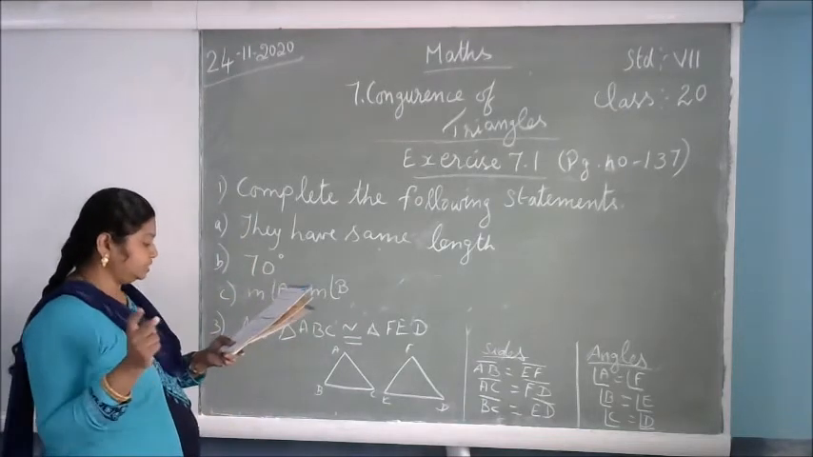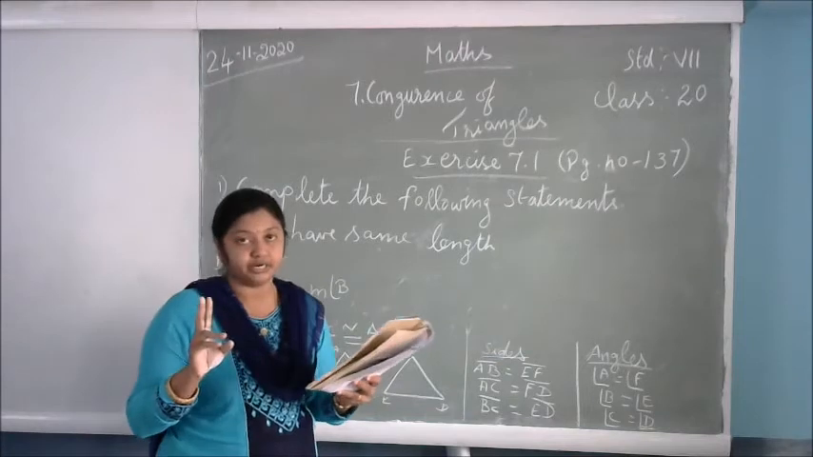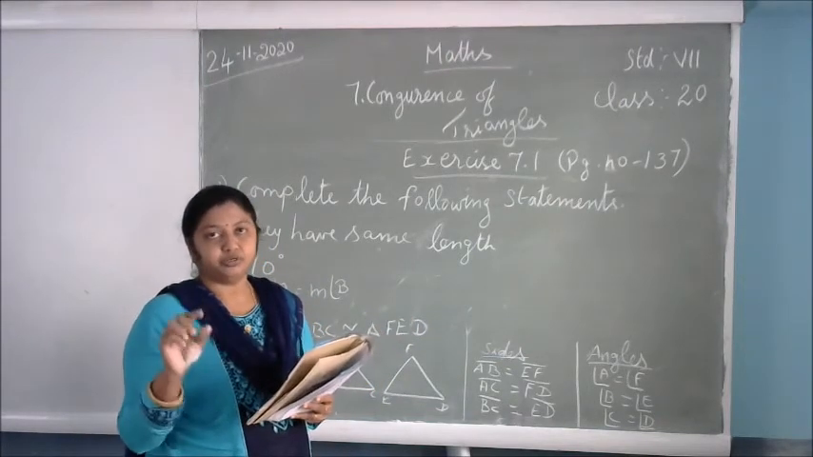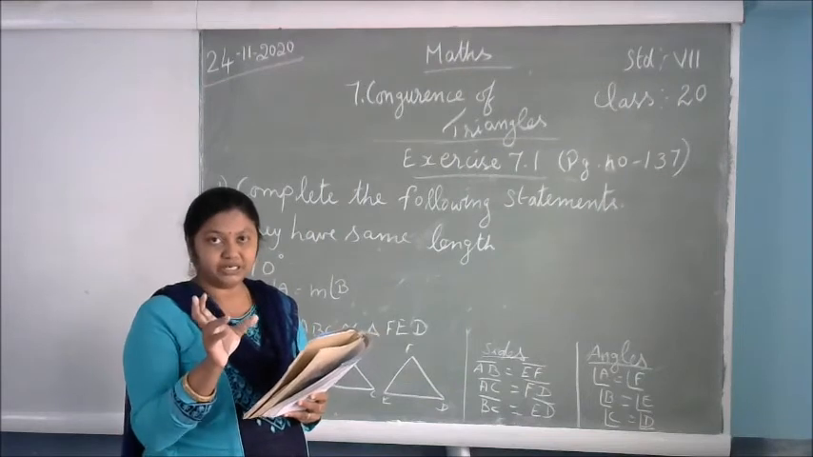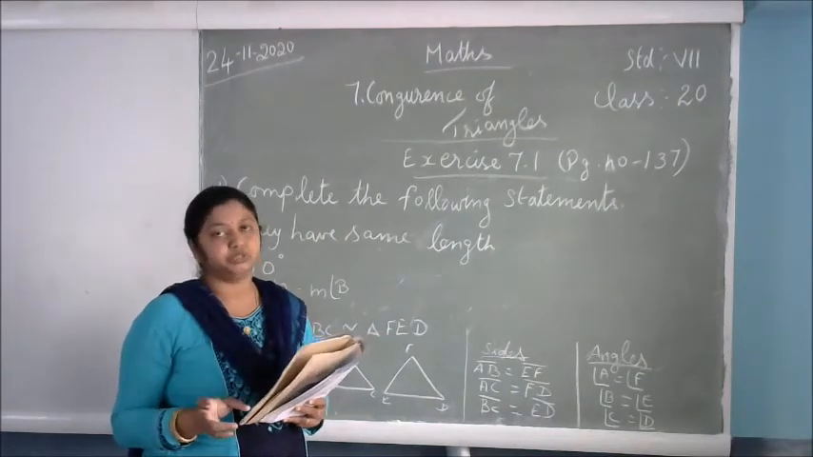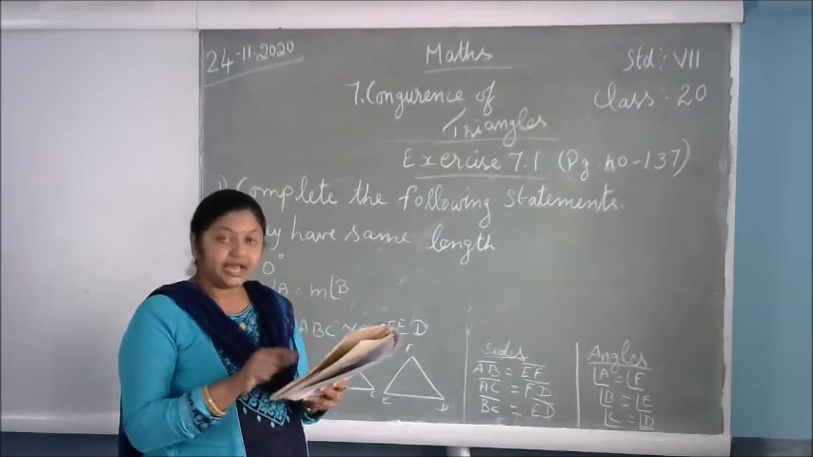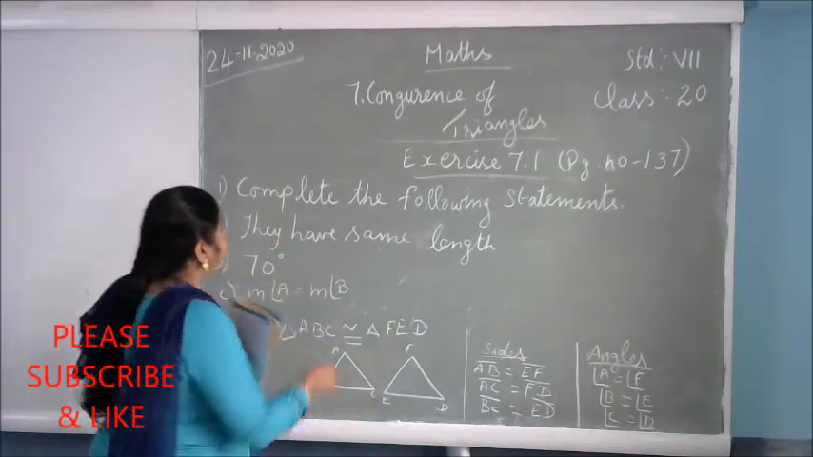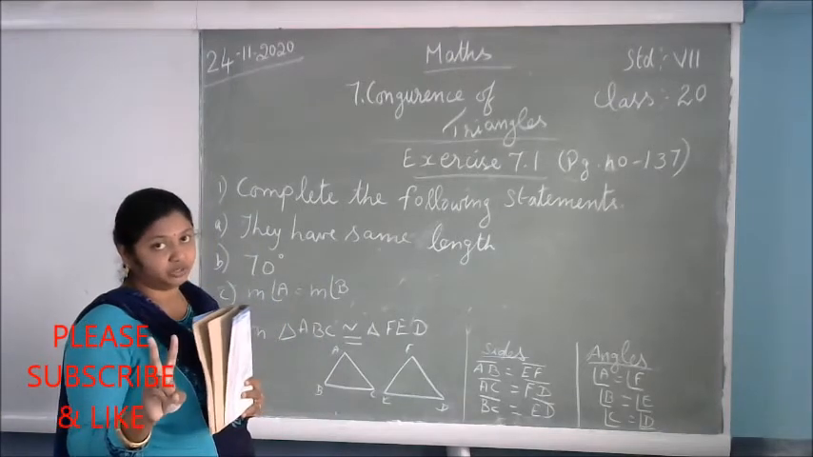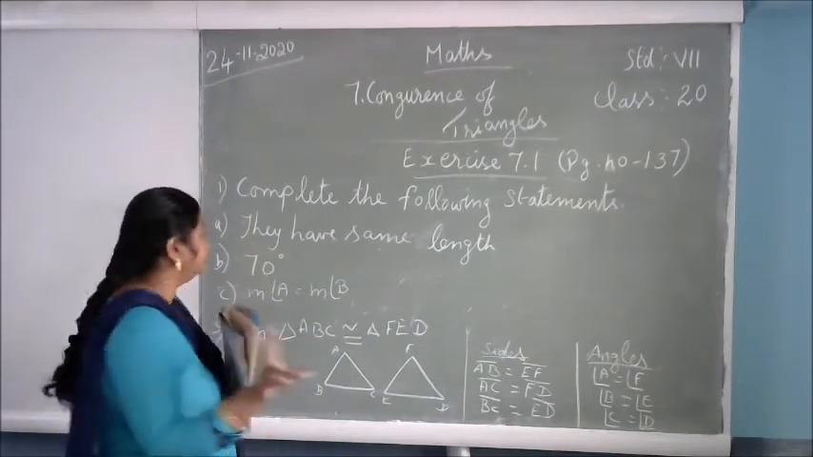The first question is, two line segments are congruent if... Okay, the length, how will it be? Already I taught you. If one is 7 centimeters in length, then the other figure also will be 7 centimeters only. Okay, then they have the same length. If two line segments are congruent, they have the same length.